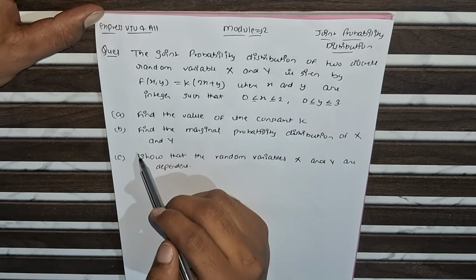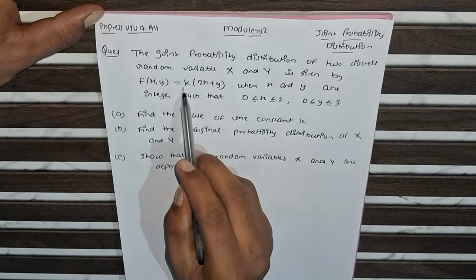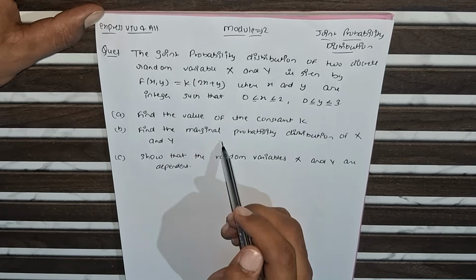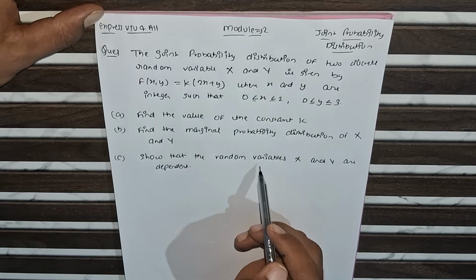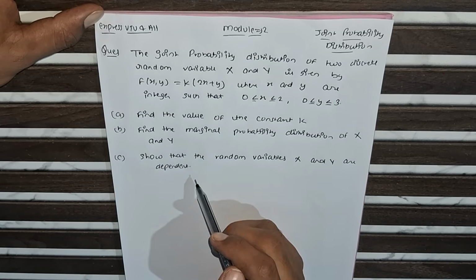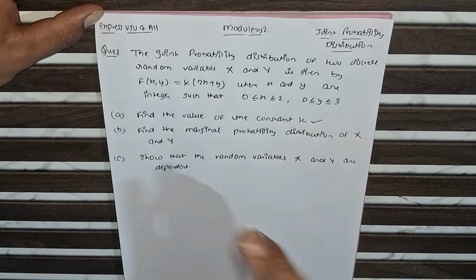So three cases we have to find. First one is find the value of the constant k. Second case is find the marginal probability distribution of x and y. And third one is show that the random variables x and y are dependent. So now we go for the first part, where we find the value of k.